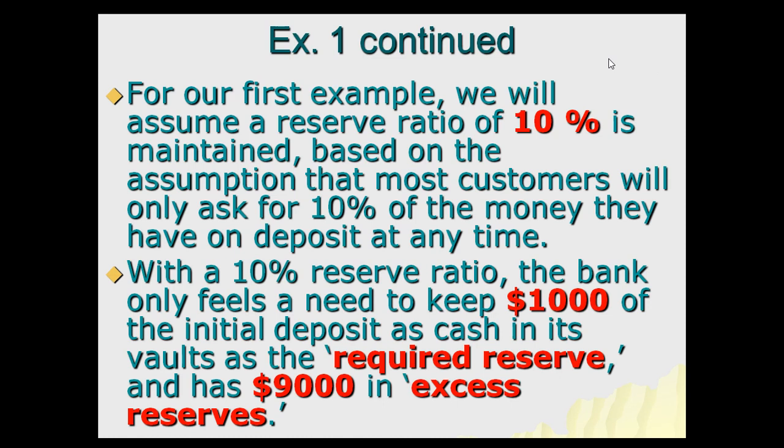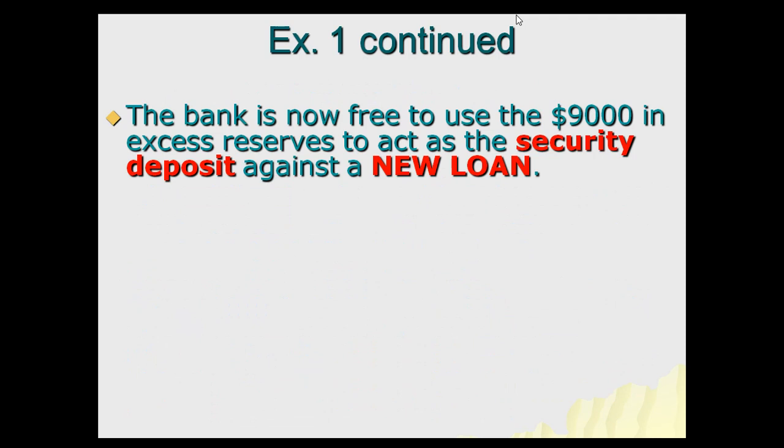The remaining $9,000, though, is going to be an excess reserve fund. Rather than securing the $10,000 that's currently on deposit for the first customer, the $9,000 is going to be free money, because you don't need more than 10% to keep that $10,000 secured. We have that with the first $1,000. So the $9,000 essentially becomes an excess reserve fund. The bank is thus free, and this is where it gets a little bit confusing, so hopefully you can follow along, to use the $9,000 in excess reserves as a security deposit against a new loan.